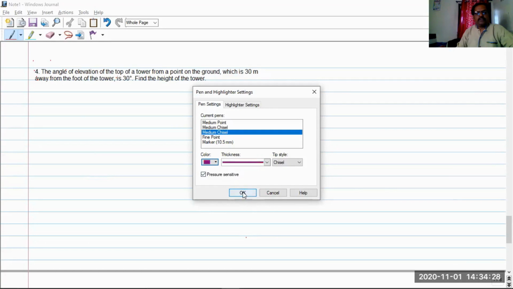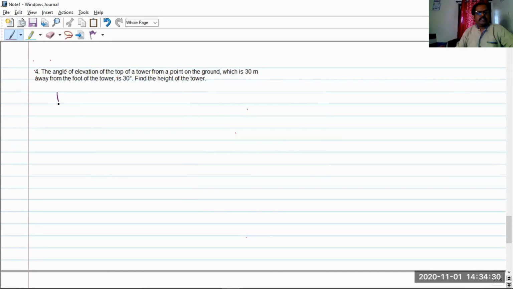Let the tower be like this. Just draw a perpendicular line to the ground. So this is the tower, right? Let it be AB. AB is the tower. You are given the angle of elevation of this tower with the ground. So draw a line like this.